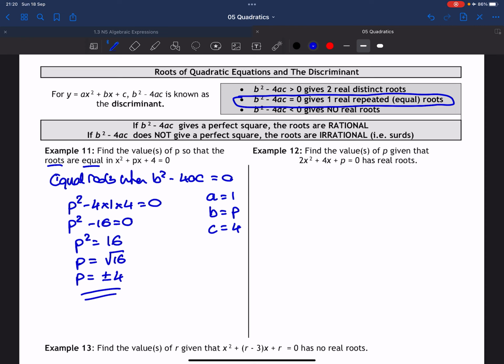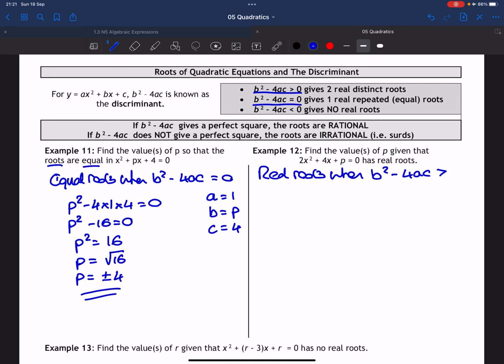Okay? Let's look at example 12. Find the value or values of p given that 2x squared plus 4x plus p has real roots. Now, if you look at the bullet points above, we get real roots whenever b squared minus 4ac is bigger than 0, but also we get real roots whenever b squared minus 4ac is equal to 0. So I can say that we get real roots when b squared minus 4ac is bigger than or equal to 0.